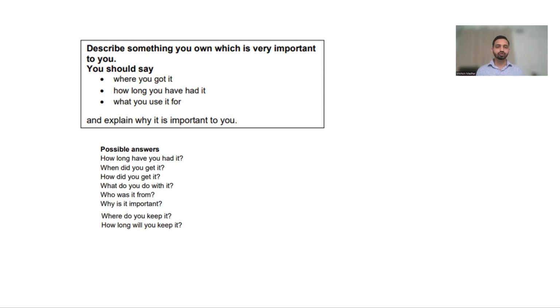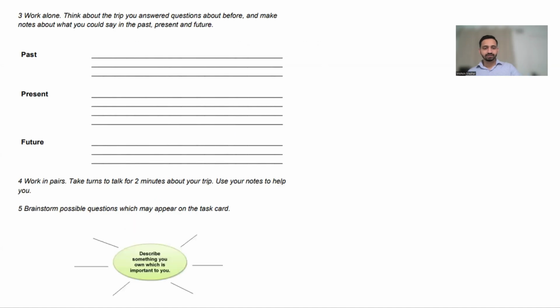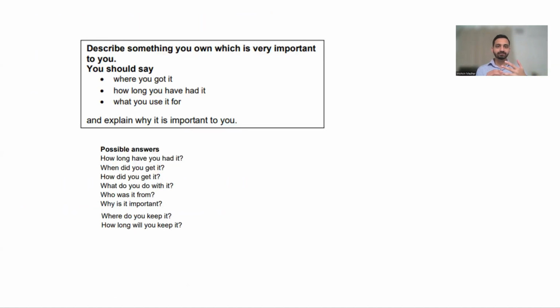In this card, you should definitely mention where you got it, right? Where did you get it? That's one question. You've got to talk about the place, how long you have had it. You have to talk about the time that you've had it for, and what you use it for, the use case. What do you use it for? Something that you own that is very important. For example, your car, what do you use it for? Maybe for work, maybe for leisure, stuff like that. And then you'll have to explain why it is important to you. Then you have to come up with reasons why it's important.